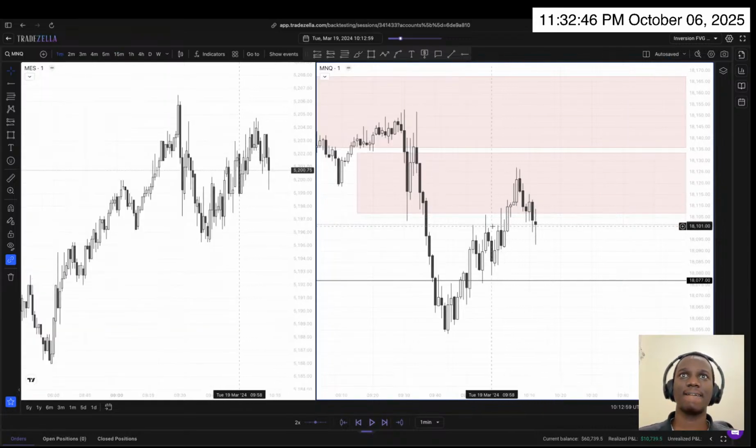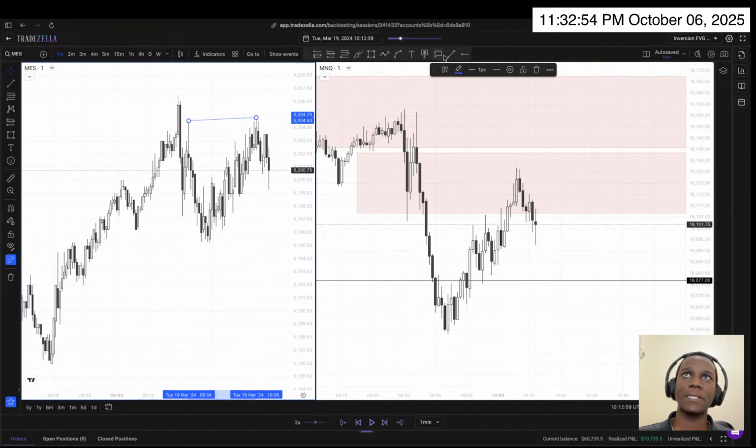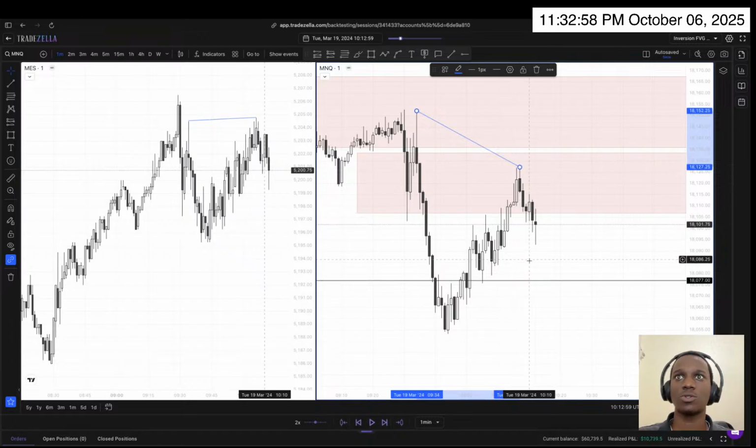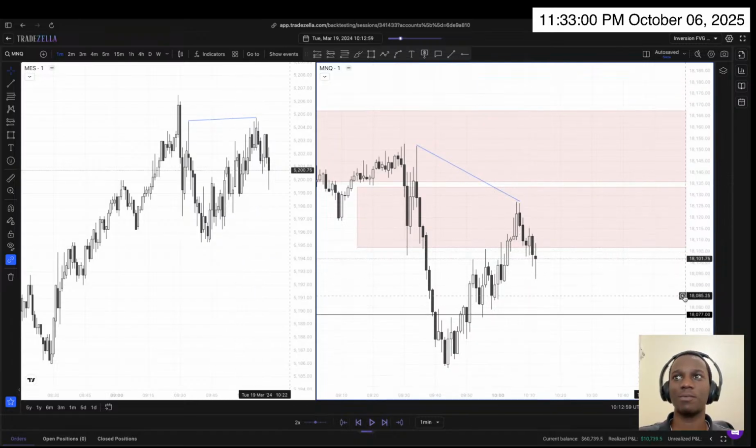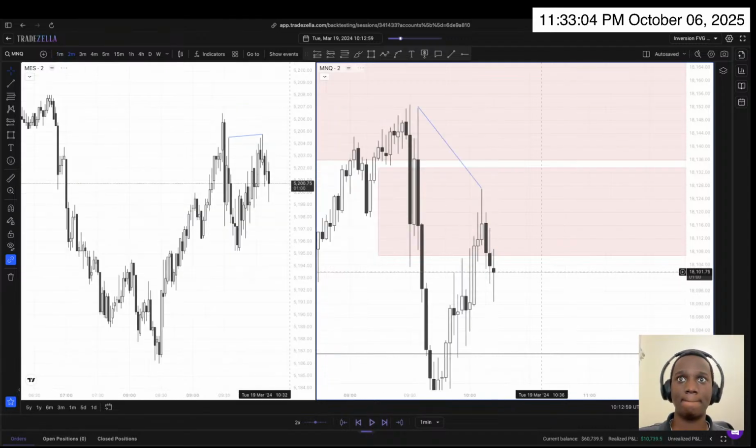You know what's missing here? Okay, I think we actually have the SMT. Overall, this looks so low probability. So, 15-minute fair value gap there.